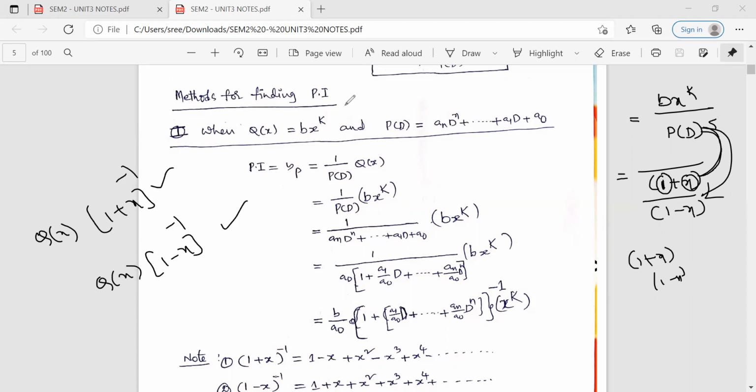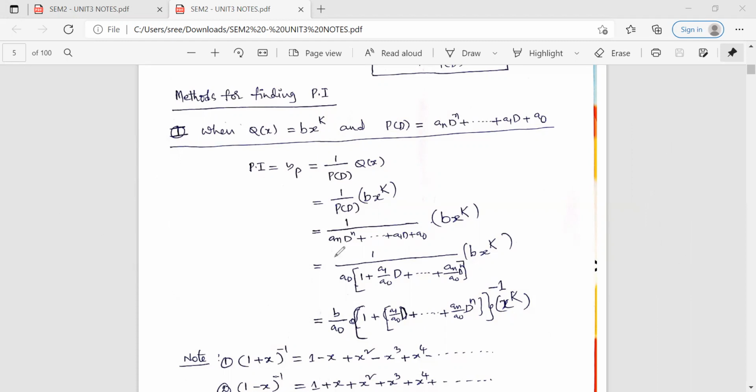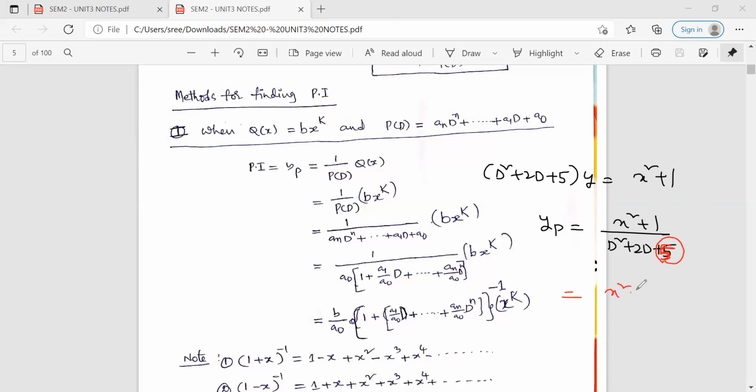See here, I will explain again. If given equation is D square plus 2D plus 5 y equals to x square plus 1. First of all, we write yc. After that, we write yp. Yp means x square plus 1 by the denominator. First condition is we should keep 1 in the constant place. But here we have 5. So I take common 5.